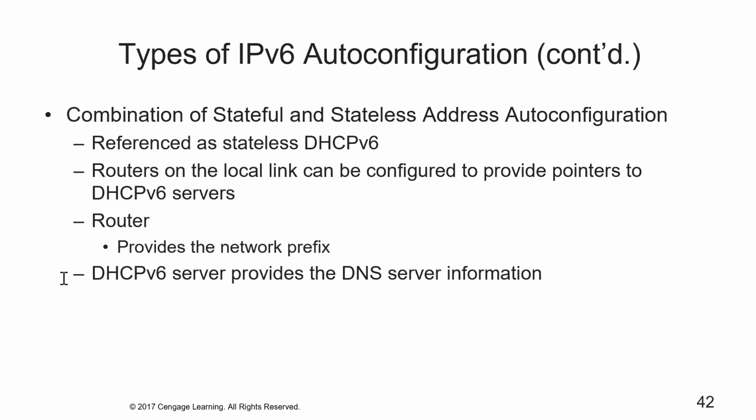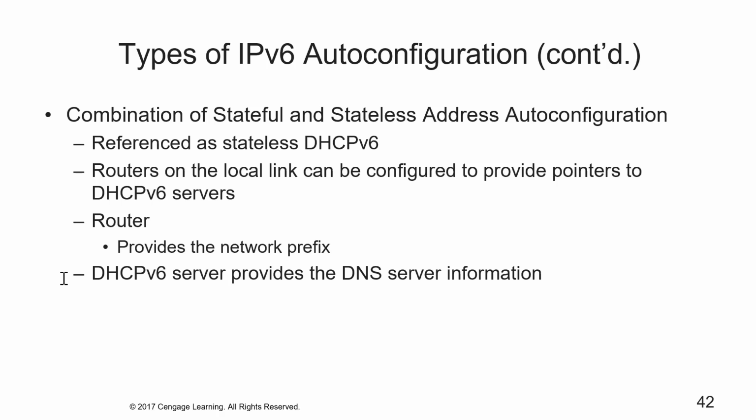Routers on the local link: when we think about the routers, they can be configured to provide pointers to DHCPv6 servers that can provide only certain other types of network configuration information. And there we're talking DNS server addresses and time server addresses. And the router in this case is configured with the A, L, and O flags set to on and the M flag set to off. So you're essentially combining the two.